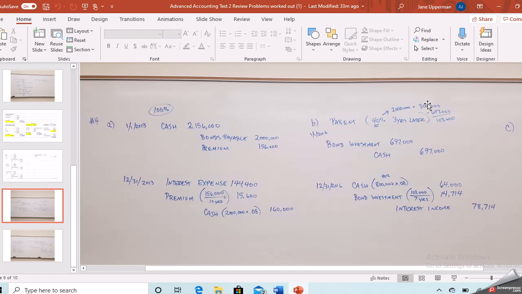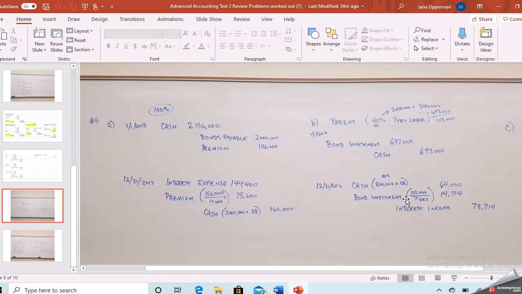So again, if we kind of map it out though, 40% of those bonds would have been $800,000, plus there'd have been a piece of this premium left. They only paid $697,000 for them to retire them, so they got a good deal on those. So they're going to set up the bond investment for $697,000, credit cash. Their year-end entry, again at the 40%, there it would be the $800,000 times 40% times 8%, which then gives you $64,000.